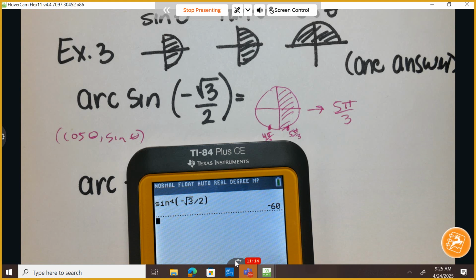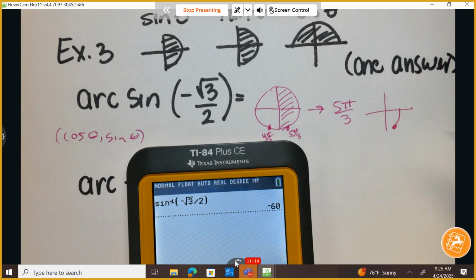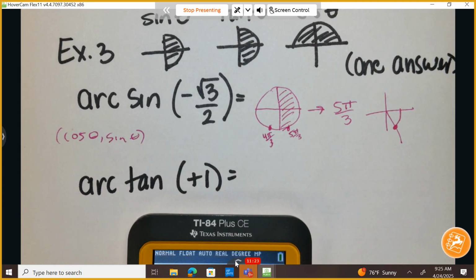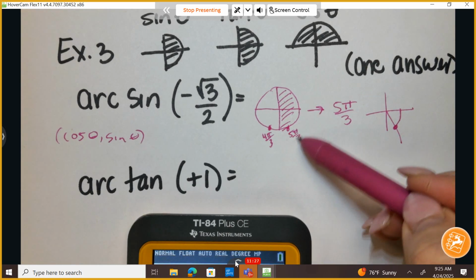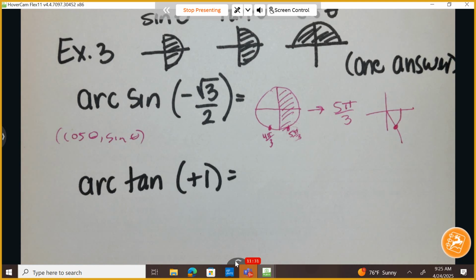Now, hold on here. Where does negative 60 occur? Negative 60 occurs right down here, and that is equivalent to the position of 5 pi over 3. Now, why didn't I put 300 degrees or a negative 60? Because they wanted to give us the answer in terms of radians. That's why. Let's do the next one.